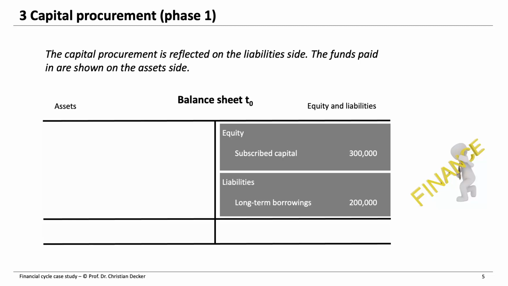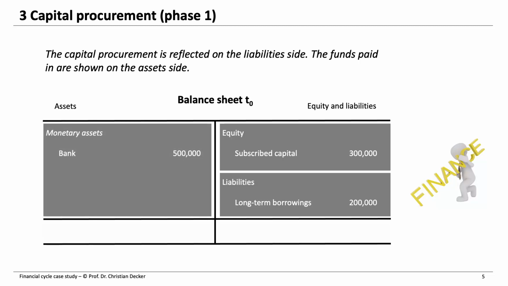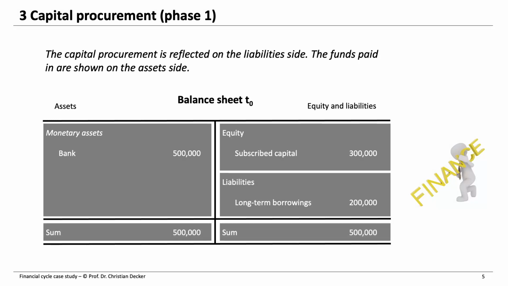Since both the funds contributed by the founder and the startup loan are called up immediately and paid in cash, the asset side of the balance sheet shows a bank item amounting to 500,000 euros. The balance sheet shows a total of 500,000 euros on both the assets and the equity and liabilities side and is therefore balanced.